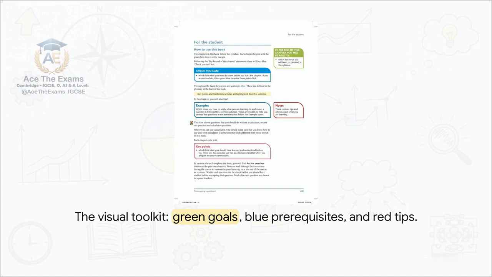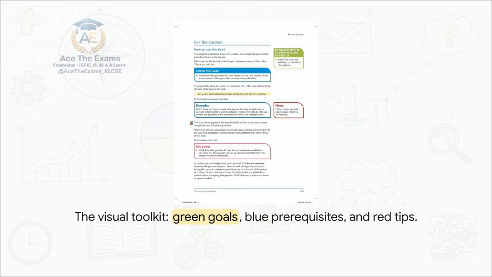Think back to Alex for a second. When Alex was losing marks, it wasn't because Alex didn't know the math. It was because Alex was falling into the exact common pitfalls that those red boxes explicitly warn you about. This color coding isn't just cute graphic design. It's a cognitive tagging system to keep your study sessions highly focused.